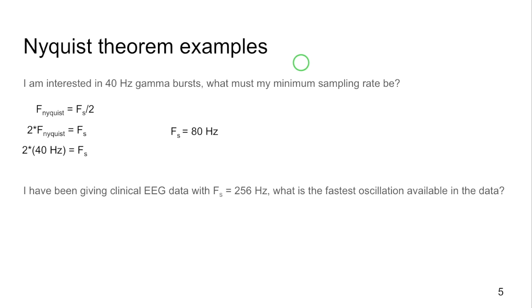We can run this logic backwards. Let's say you're given data, say clinical data, with a sampling rate of 256 Hertz. What is the fastest oscillation it makes sense to investigate in that data? Well, again, we go through it. The operation is fairly simple. If we have our sampling rate, we end up with our Nyquist frequency, and thus it is really only advisable to look for oscillations up to 128 hertz in these data.